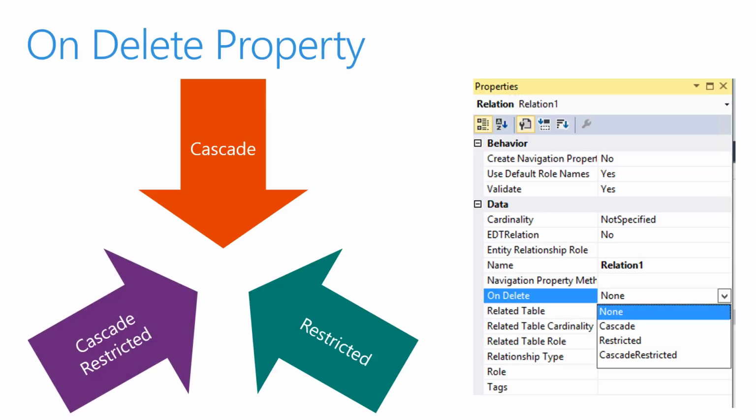And lastly, we also have cascade restricted. This enables a cascade delete even though related records exist in child tables. A warning will appear. If we click no, no deletion occurs. If we click yes, the cascade deletion will run.